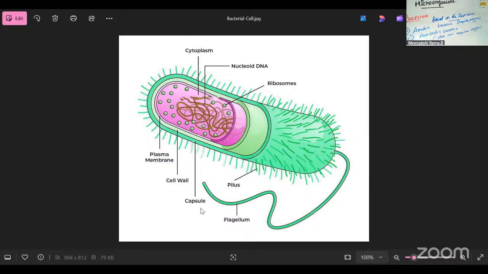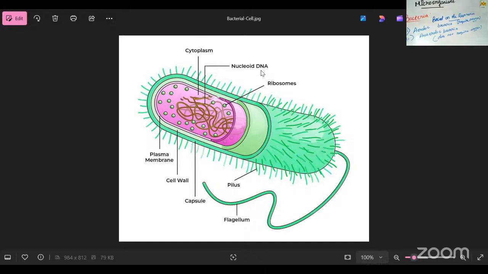The covering is called the capsule. Here this is called the plasma membrane. The circle part is the ribosome. Then this part is called the nucleoid, the DNA part. Okay. So this is the structure of bacteria.